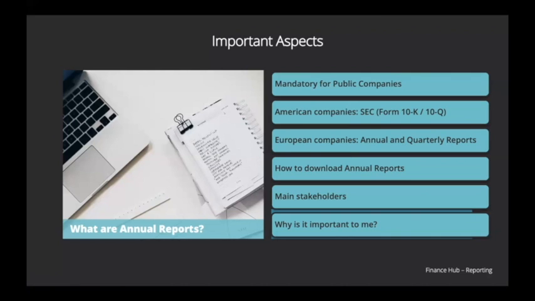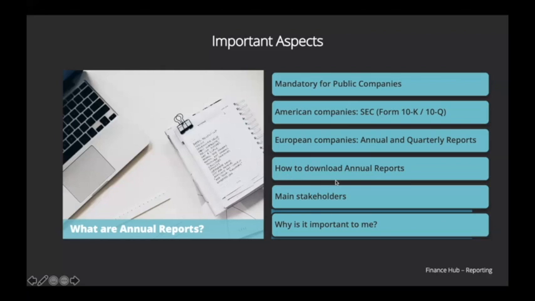And for European companies, they just call annual and quarterly reports. And as Europe is a continent with many different countries, some small countries, some larger countries, each one may have a peculiarity. So we are just going to check the annual reports that they publish globally.